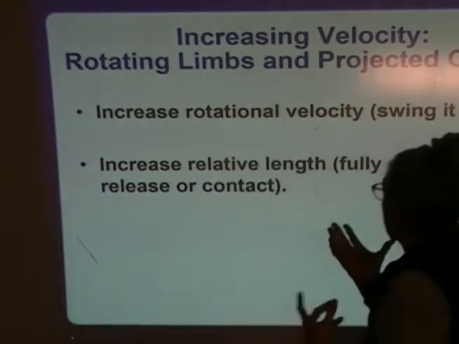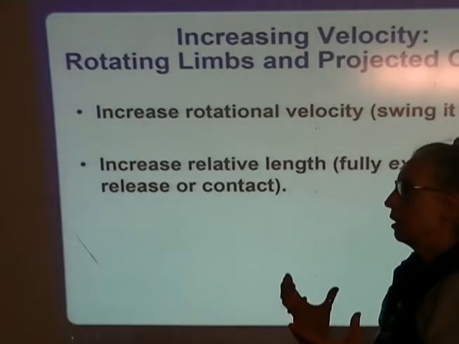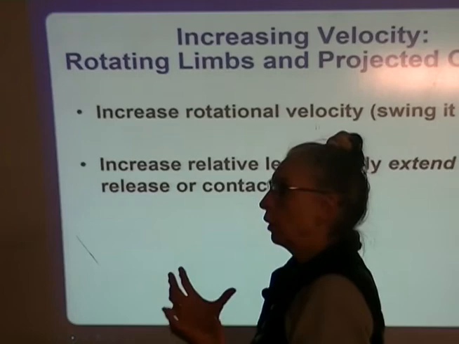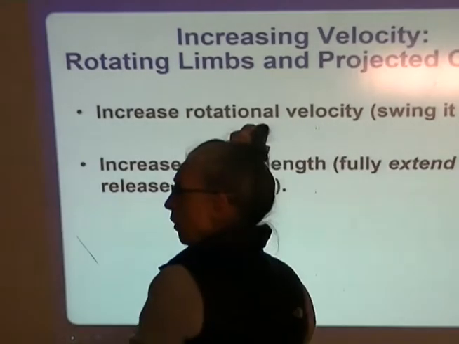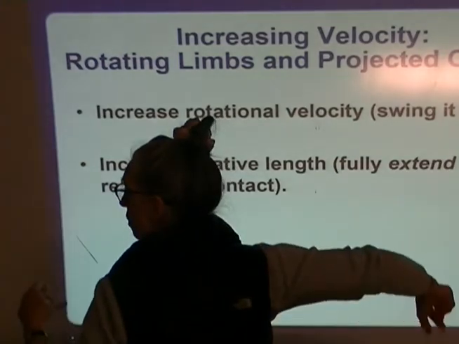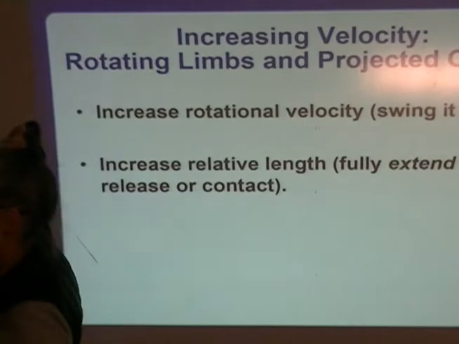The other option I have for increasing velocity is to increase the length of the radius at the point that I release the object, okay? Or I hit the object, or... So, what that means is that if you watch a really good thrower, right, at the point at which they release the ball, the arm is straight.